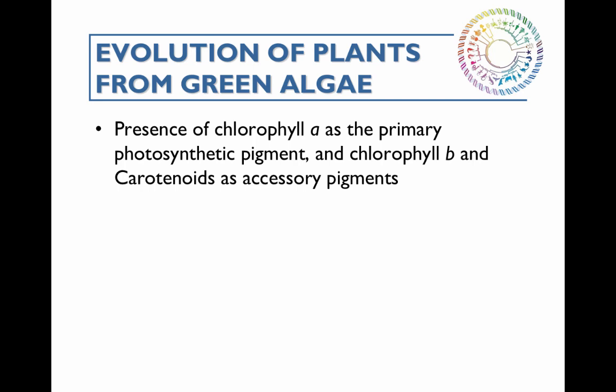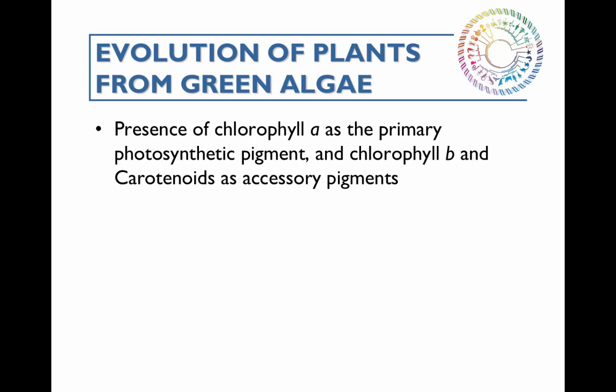First of all, we're looking at chlorophyll-containing plants. All these plants contain chlorophyll to undergo photosynthesis. They all contain chlorophyll A as the primary photosynthetic pigment, with chlorophyll B and the carotenoids as accessory pigments.